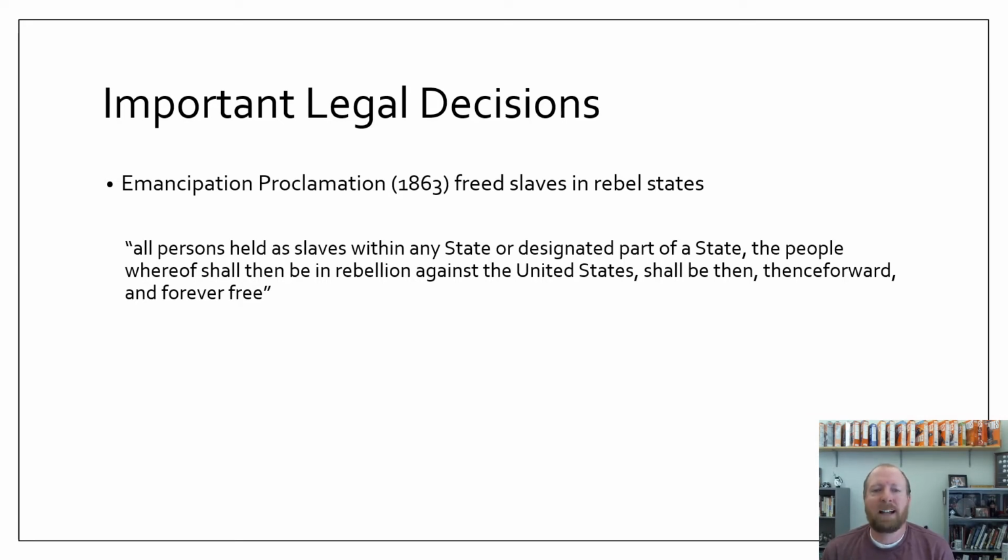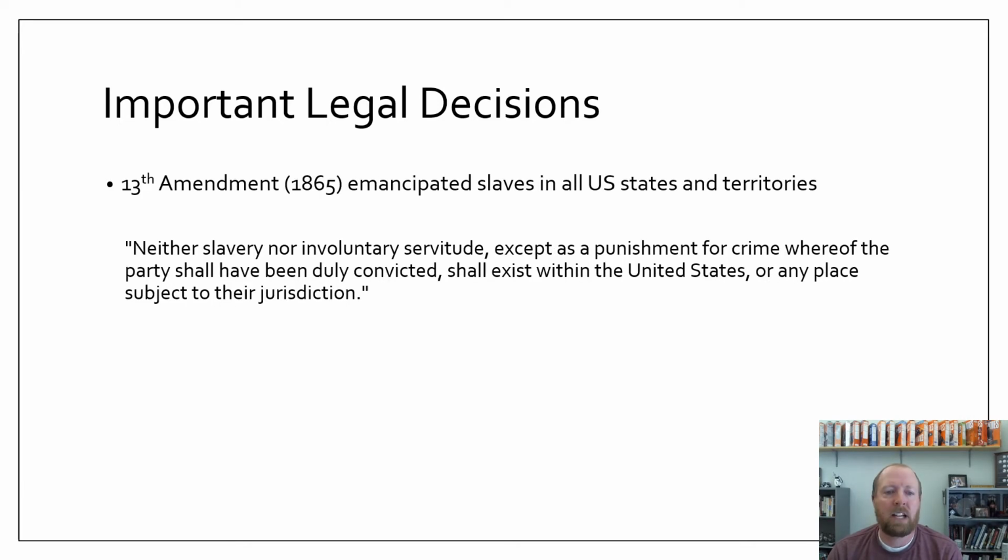So the first is the Emancipation Proclamation. This is 1863, in the middle of the Civil War, and this freed slaves in rebel states. So any state or territory in rebellion against the United States, the Emancipation Proclamation freed all slaves in those states. The next one comes also during the Civil War, the 13th Amendment.